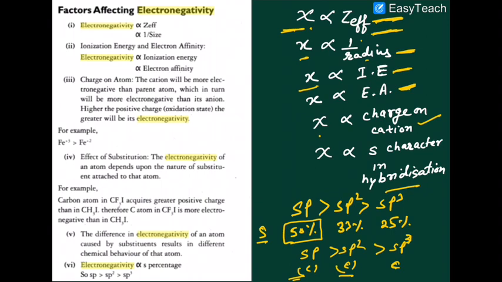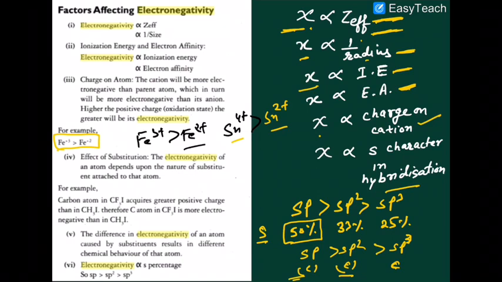Similarly, charge on the cation is also important. Like here you can write that for the same iron, Fe3+ has more electronegativity than Fe2+. Similarly, Sn4+ has more electronegativity than what? Than Sn2+. So the greater the charge, the greater the electronegativity. Are you sure about that? These things you have to memorize, which I told you just now. This is very, very important. Similarly, the effect of substituent.